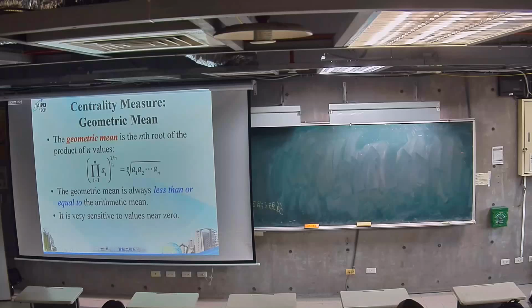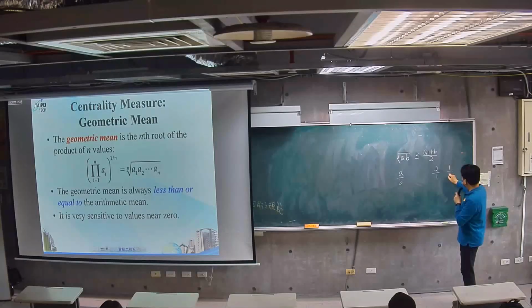Like 1/2 and 2/1. If we would like to take the average of these two numbers using the general mean, the arithmetic mean, the mean of it would be 1.25, right? Equal to 2 plus 1/2, divided by 2. So this would be the arithmetic mean for these two ratios.